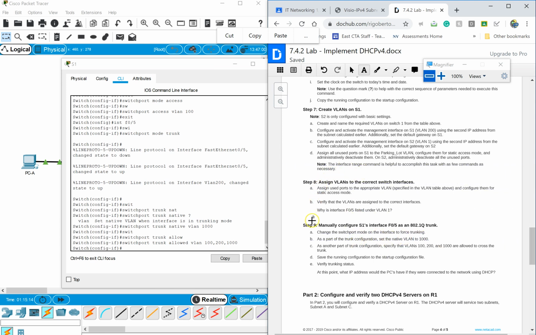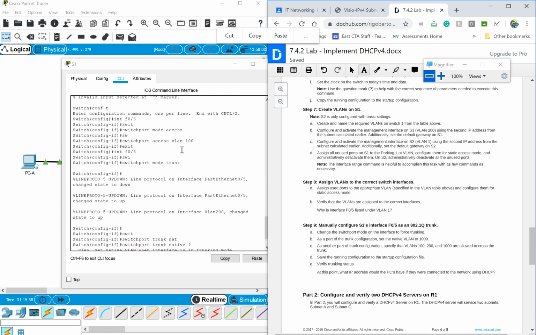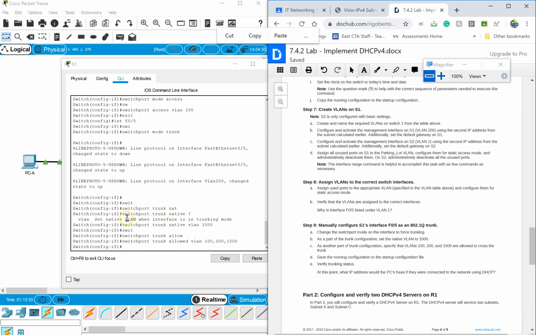All right, I kind of jumped ahead right here. Assign VLANs to the correct interfaces. So F0/5. Why is interface 5 listed as VLAN 1? To answer that question, 5 was not assigned to a VLAN. We only assigned port F6. F5 was not assigned anything. So by default, all interfaces are put into VLAN 1. That's why it's listed under VLAN 1. We never assigned anything until now when we told it it's a trunk. Okay? So, moving on.